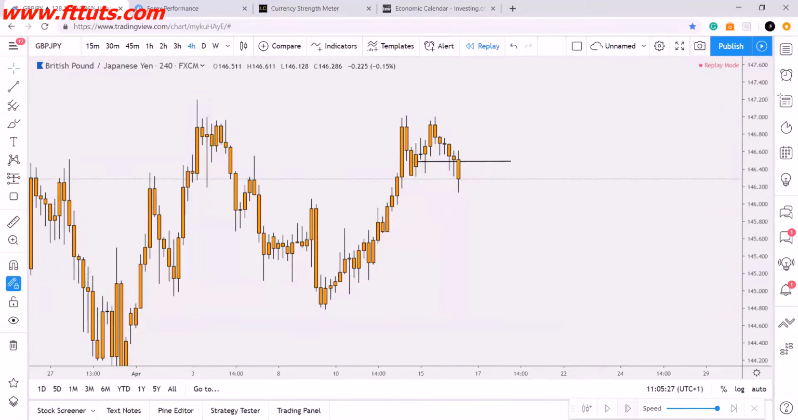Okay, this is enough for me. So we had the break below the structure, and this is indicating strong bearish pressure. All I need now is price to pull back, give me 1 4-hour candle close with a wick, and then I'll go down to my 15-minute time frame to look for a trade.